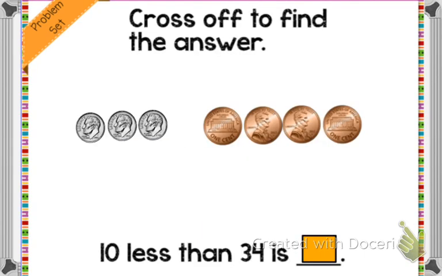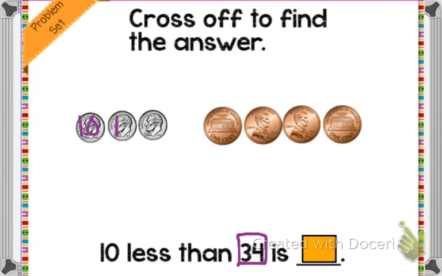And then the last type of problem that I'm going to show you guys today, this one we have to cross off to find the answer. Now at the bottom it says 10 less than 34 is blank. Well, first, I know that this problem, the picture shows that I have 34 because it tells it to me right here. But I have to figure out what 10 less is.